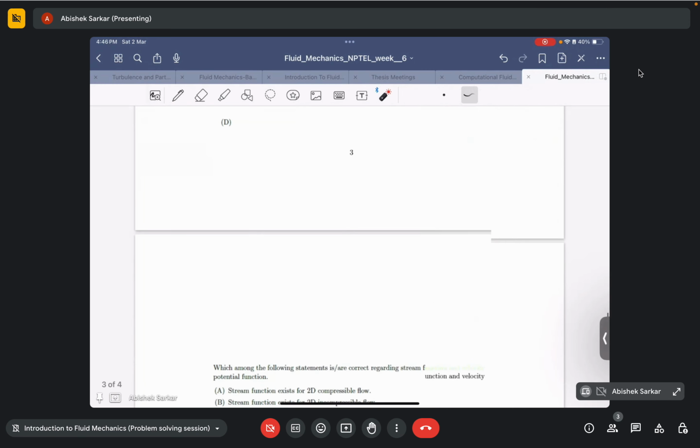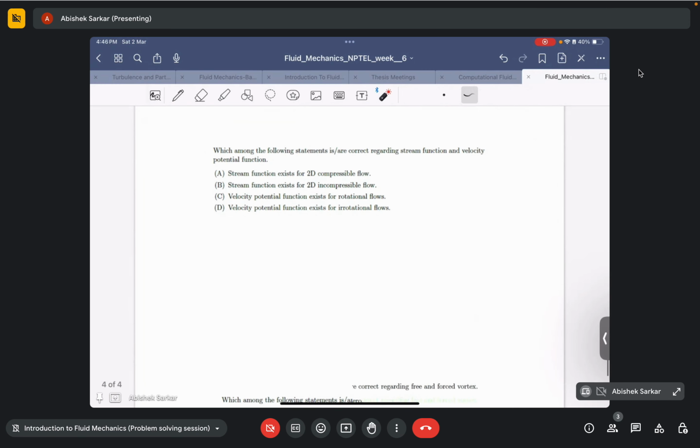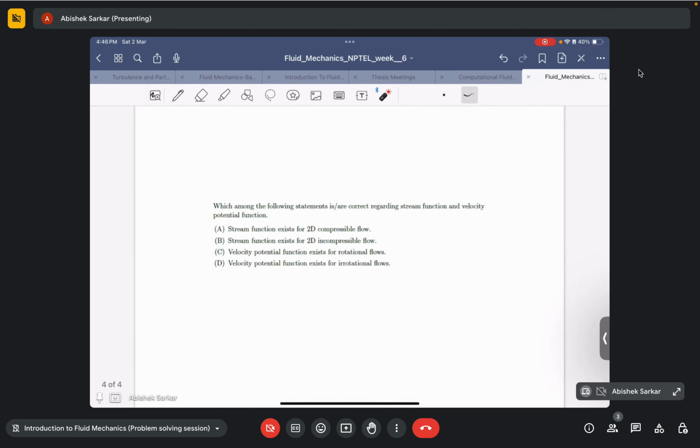Okay, then the final two questions are again conceptual. The question is, which among the following statements is or are correct regarding stream functions and velocity potential? First statement: velocity potential exists for 2D compressible flow, that is not correct. Stream functions exist for 2D incompressible flow, that is correct, so we'll tick that. Velocity potential function exists for rotational flows, that is incorrect. Velocity potential function exists for irrotational flow, that would be correct, so B and D would be the correct answer.